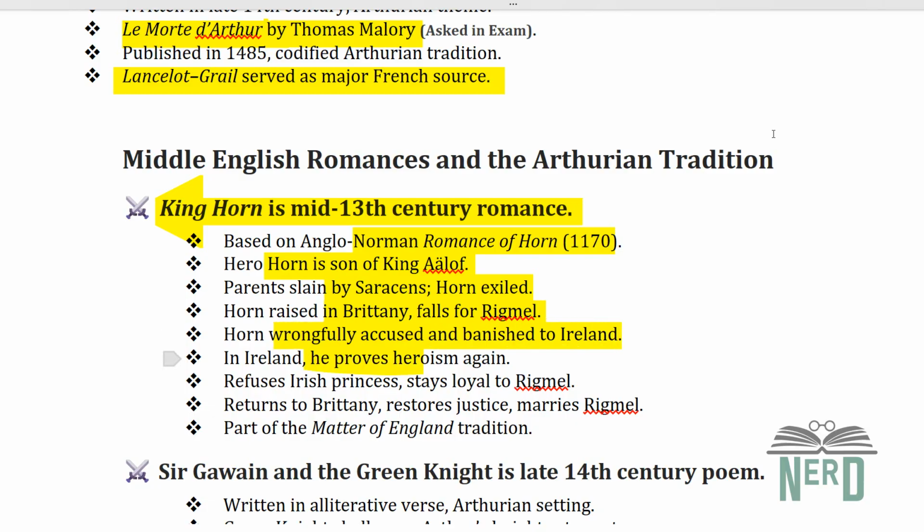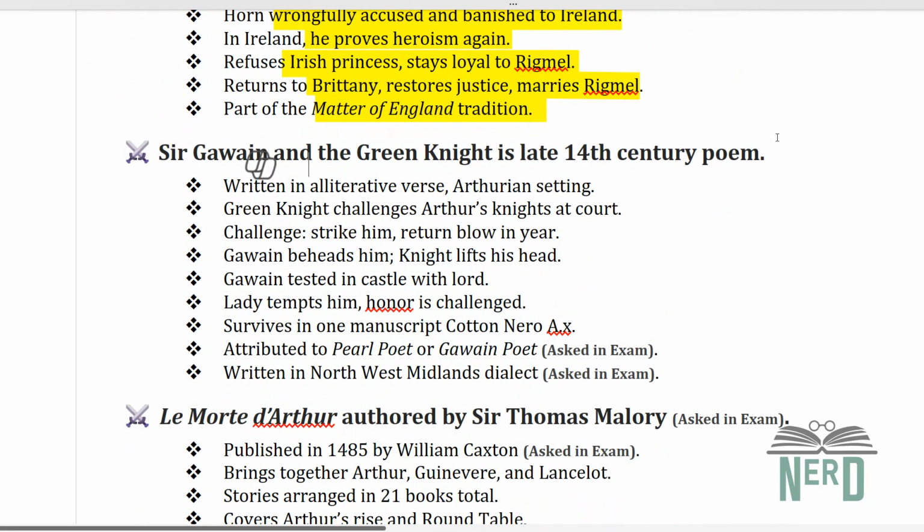Wrongfully accused, he is banished to Ireland, where he again proves his courage, even refusing the hand of a princess. Finally, he returns to Brittany, restores justice, and marries Rigmel. This tale belongs to the Matter of England tradition, where local legends and national identity shaped early Romance literature.